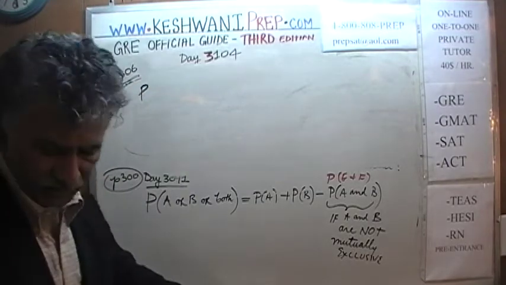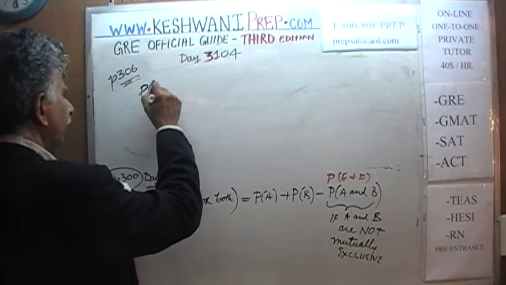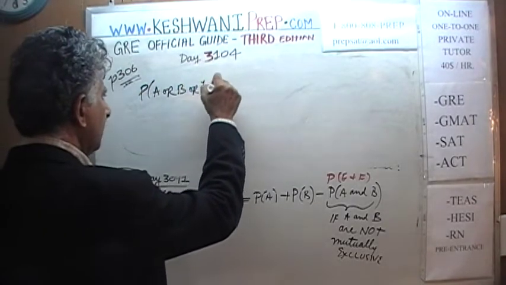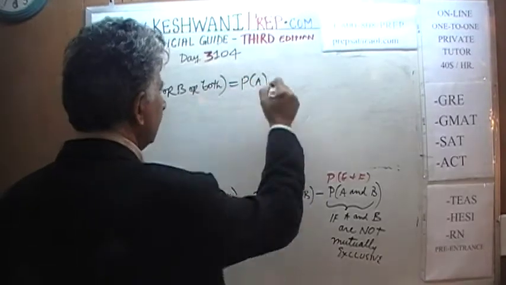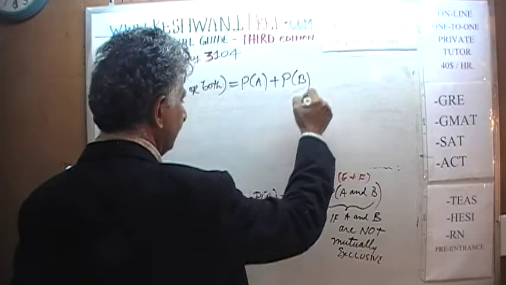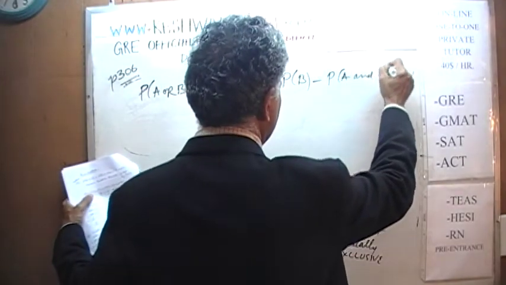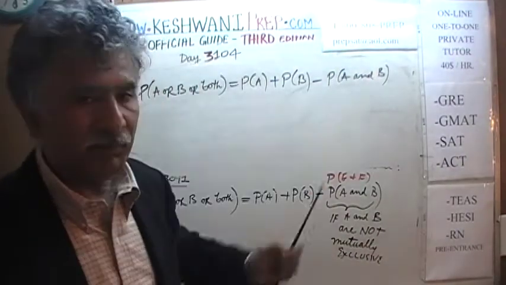Probability, I have to rewrite the equation because it makes it easier. The probability that either A or B or both happen is equal to the probability of A plus the probability of B minus the probability of A and B. But the question is, how are you going to figure out the odds of these two events happening together?